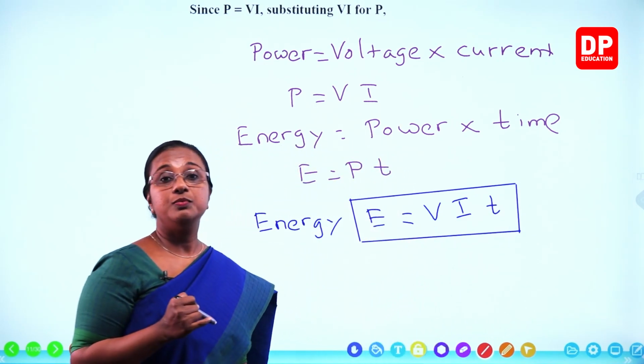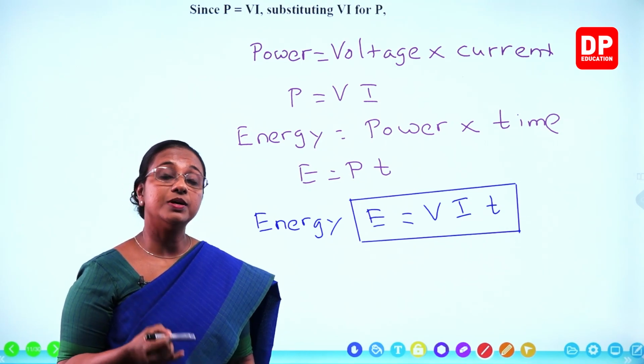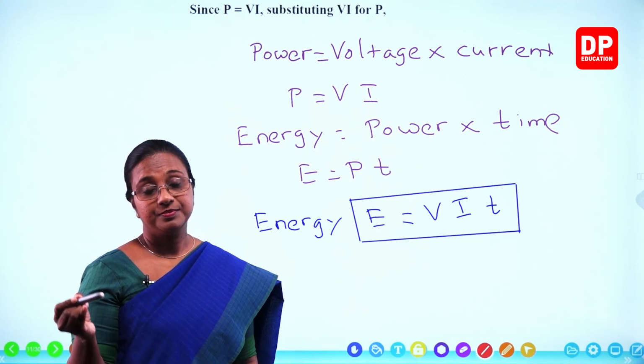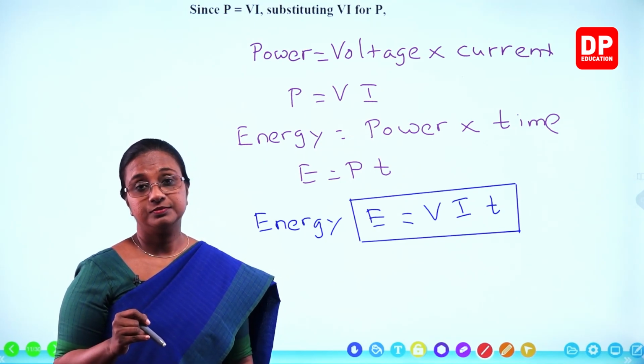E equals VIT. Energy equals voltage into current into time. Is that clear to you all?